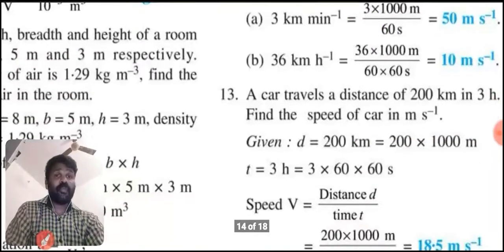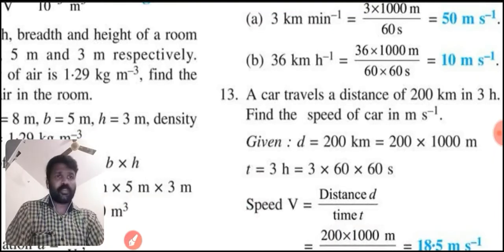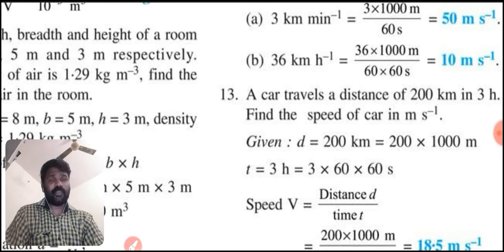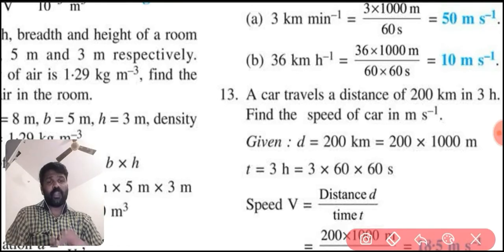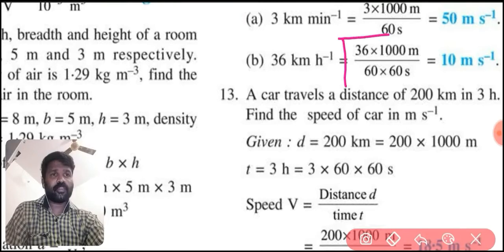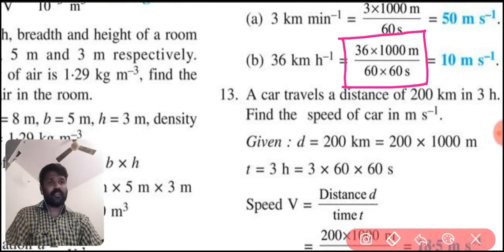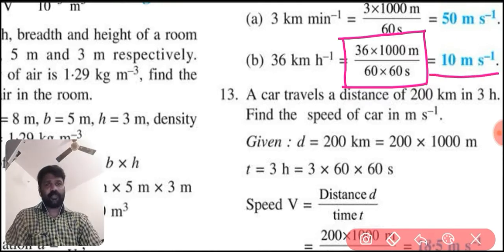Okay, students. Now we are going to convert 36 kilometer per hour. 36 kilometer is equal to 36,000 meter. 1 hour is equal to how many seconds? 60 into 60 seconds. So we can write that relation like this: 36 into 1000 meter divided by 60 into 60. Okay, students. By calculating this very easily, we just cancel it and we get the final answer, 10 meter per second.